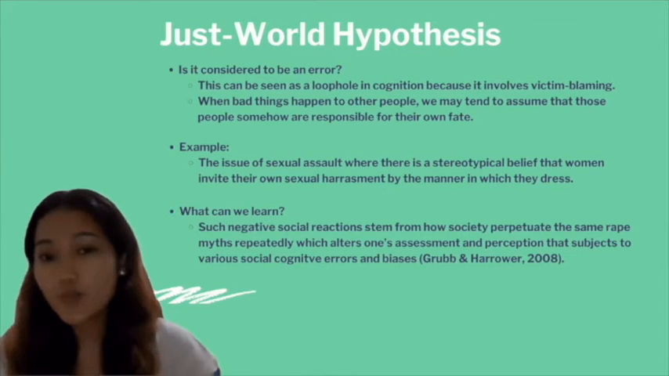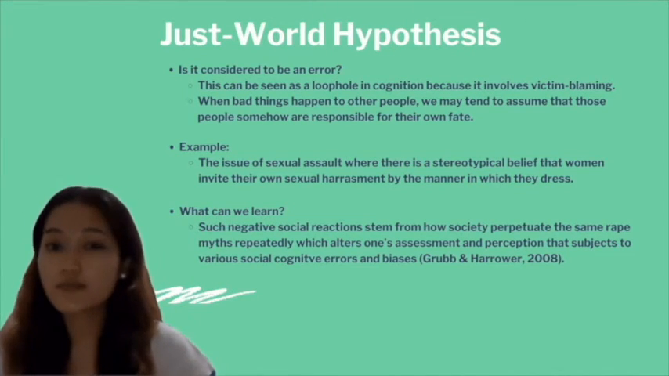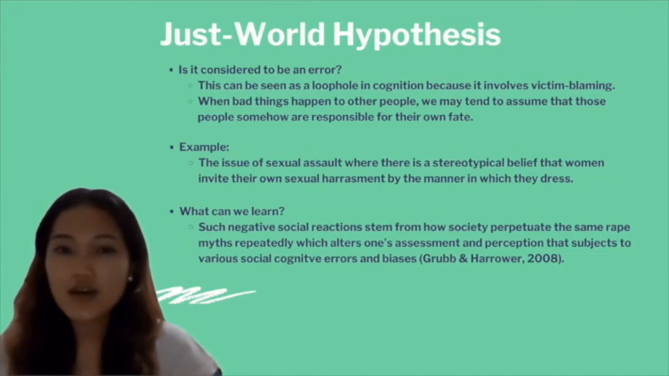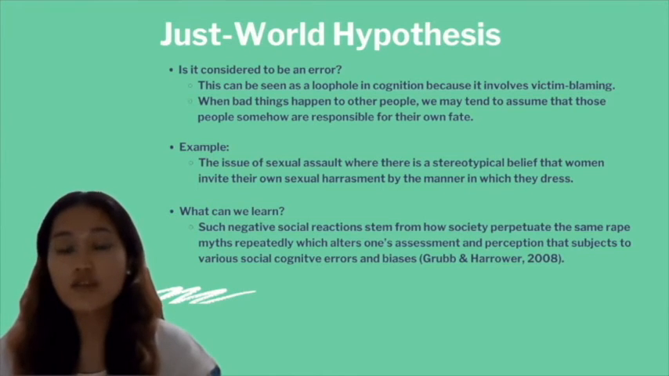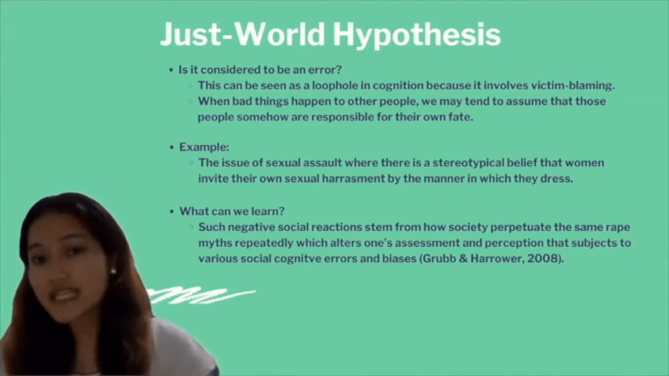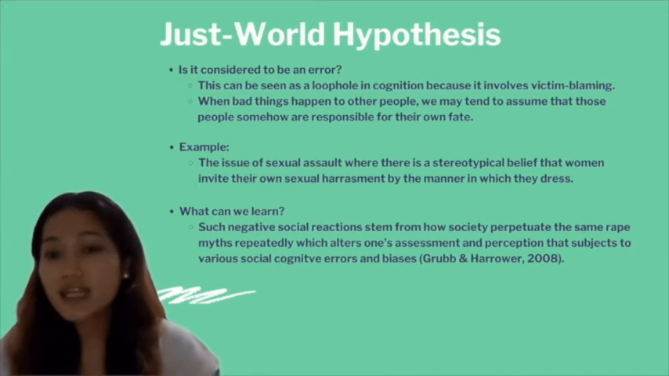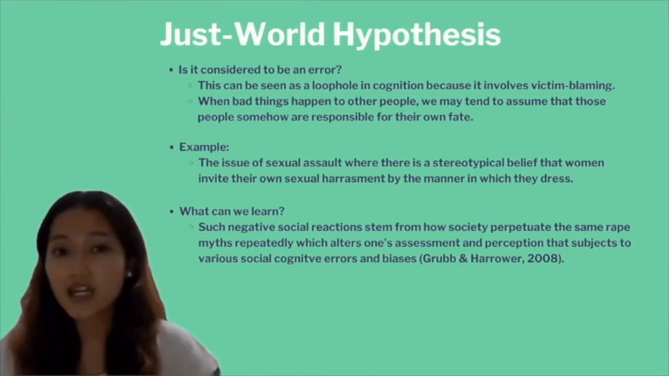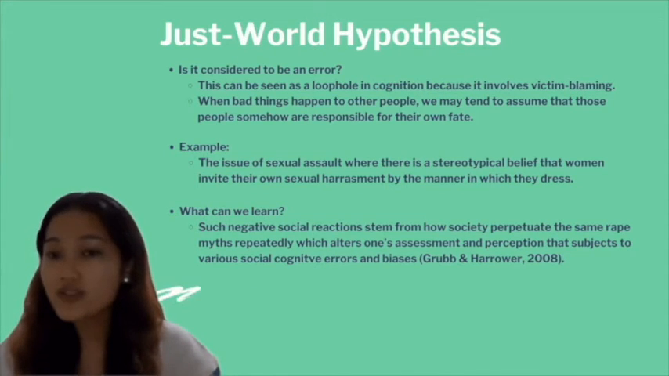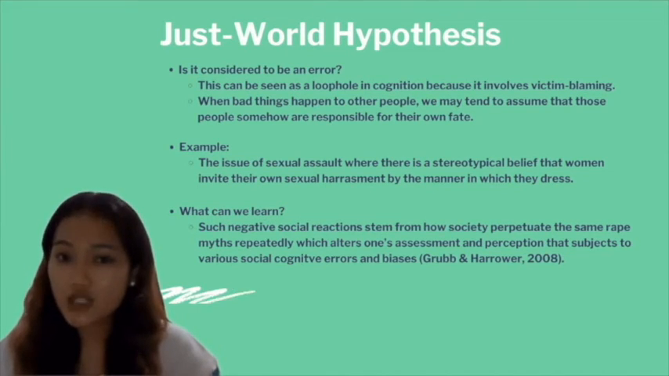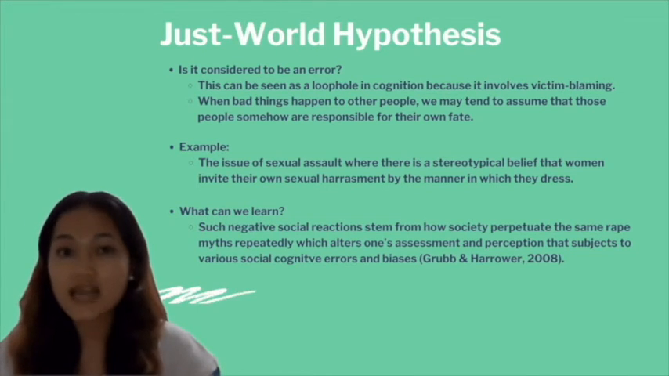Another common error behind social cognition is the just world hypothesis. This can be seen as a loophole in cognition because it involves victim blaming. Now, when bad things happen to other people, we may tend to assume that those people somehow are responsible for their own fate. A good example of this is a stereotypical belief that women invite their own sexual harassment by the manner in which they dress. And within this culture of victim blaming, the negative social reactions actually stem from how society perpetuates the same rape myths repeatedly, which alters one's perception and subjects us to various social cognitive errors and biases.